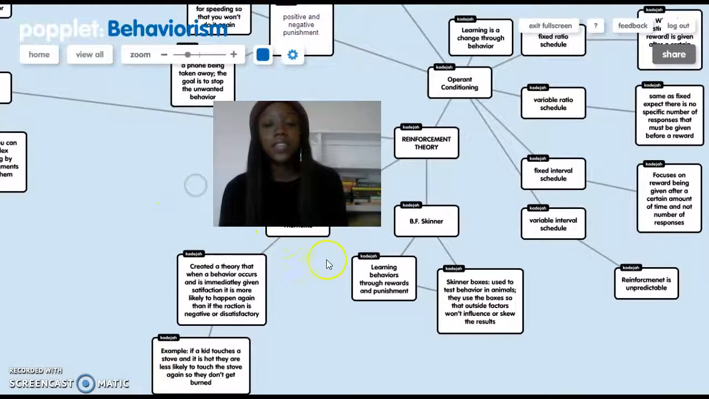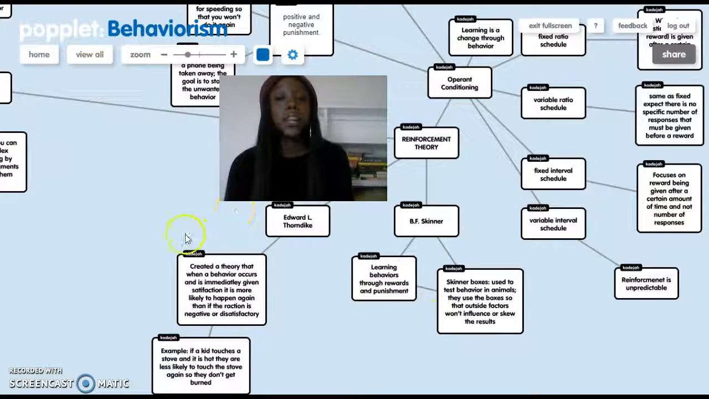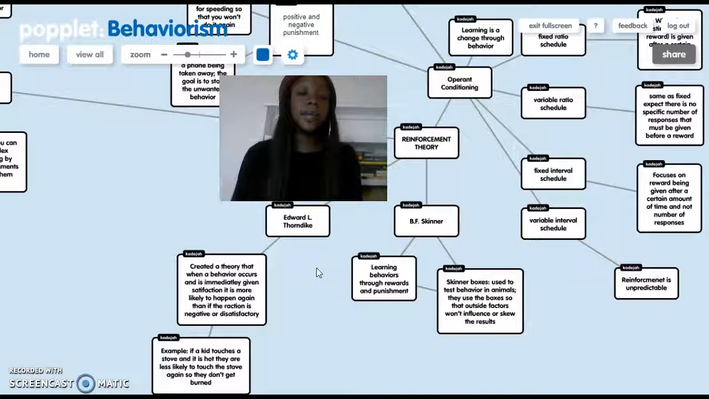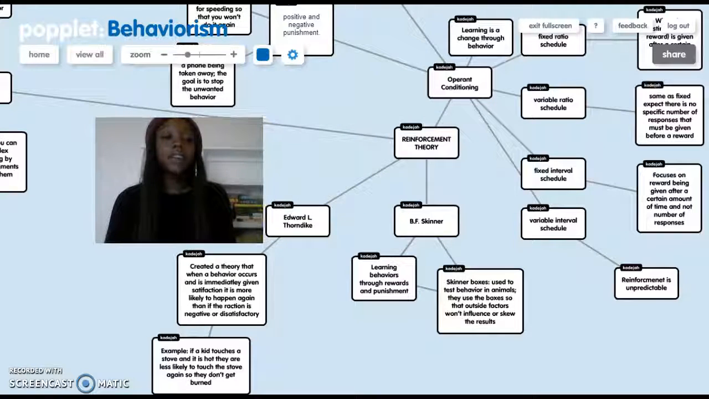For the fixed interval schedule, it focuses on rewards being given after a certain amount of time and not the number of responses. So you have to do this for this amount of time and then you get your reward. For variable, it's unpredictable and you can't put it on a time factor. One of the examples that they gave was pop quizzes. Maybe you know that for every chapter there will be a pop quiz, but you don't know when that will be. So your response is to study and be prepared. And that wraps up behaviorism.